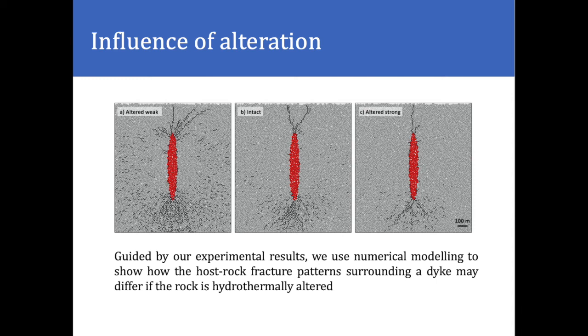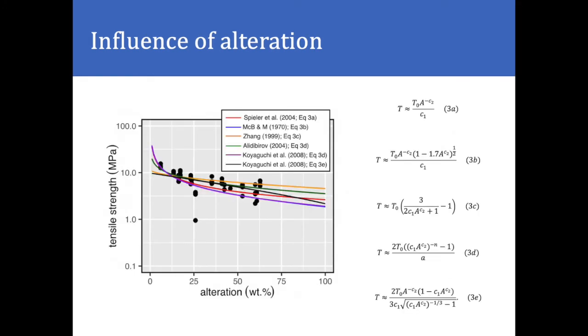When the host rock is strengthened by hydrothermal alteration, less damage is generated surrounding the dike, and the damage is largely confined to the top and bottom of the dike. We also offer updated semi-empirical models so that the tensile strength of volcanic rocks can be estimated if the degree of alteration is known, rather than the porosity.